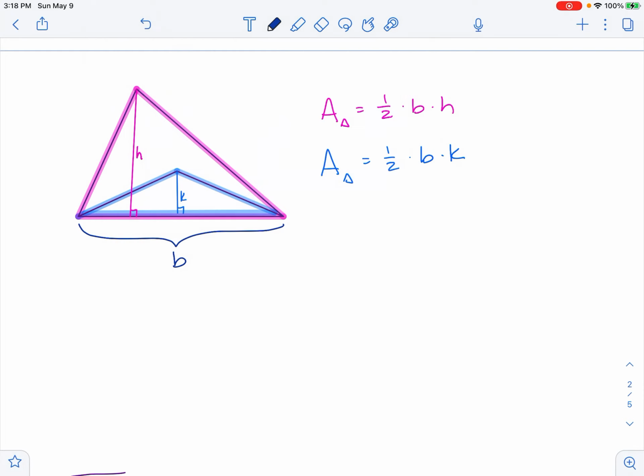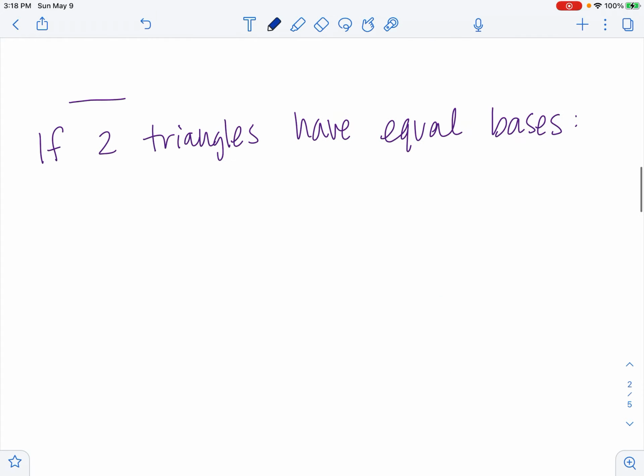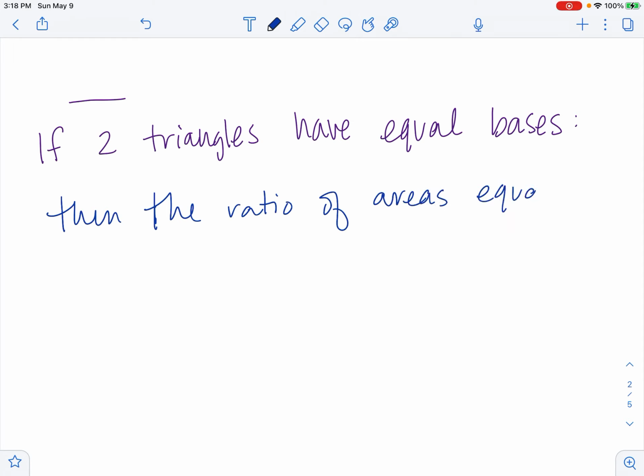And then if I'm going to compare these two in a ratio, I'll just put them in a fraction. Cancel, cancel, just like before. Different things canceled, but I can still find the ratio, and the ratio here is going to be H to K. Well, again, I can formalize this and I can say if two triangles have equal bases, then I know that the ratio of their areas is equal to the ratio of their heights. And I could avoid that work that we just did.